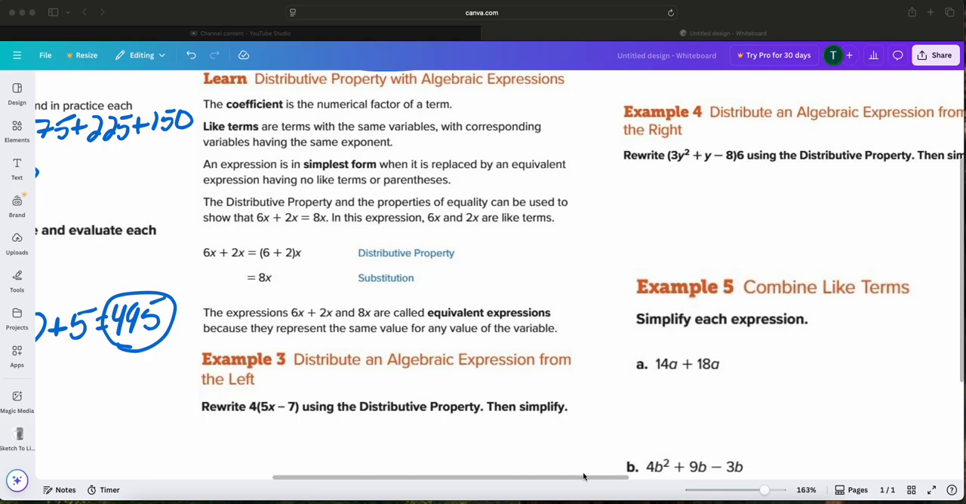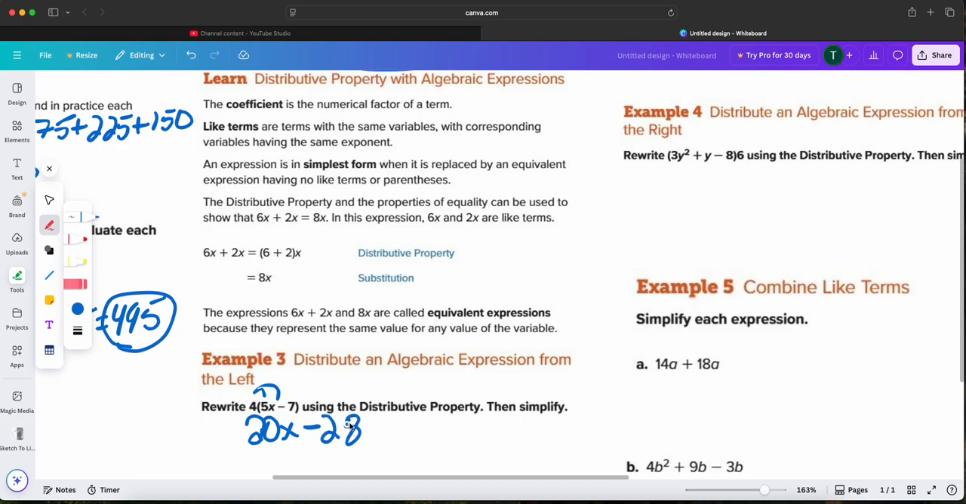Here, they want us to rewrite 4 times (5x minus 7) using that same type of process with the distributive property. It wants us to use our distributive property, then simplify. In order to use our distributive property, we're going to jump the fence so that we're multiplying both things by that 4. So 4 times 5x is 20x, and 4 times negative 7 is negative 28.